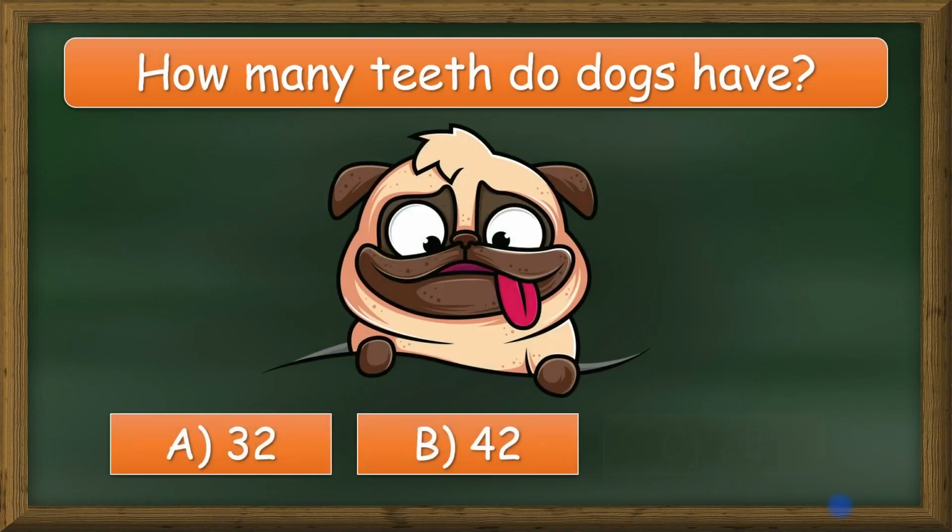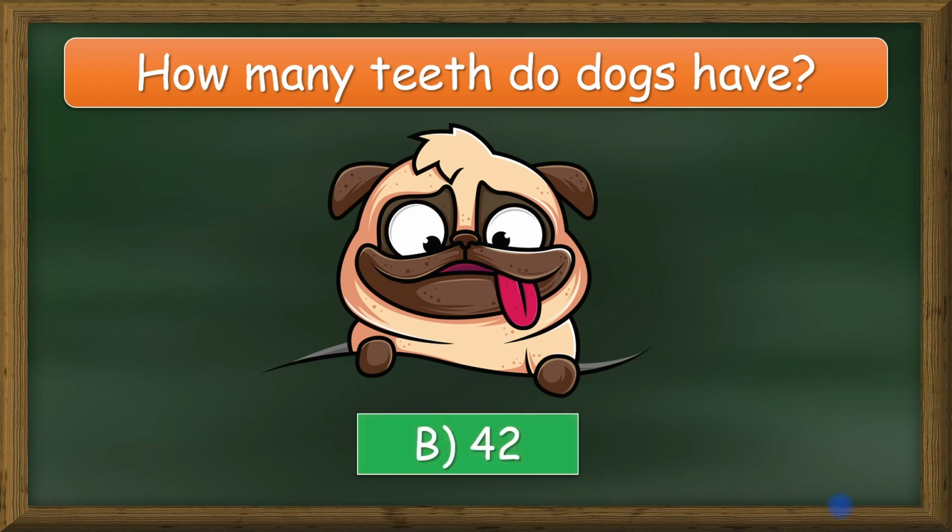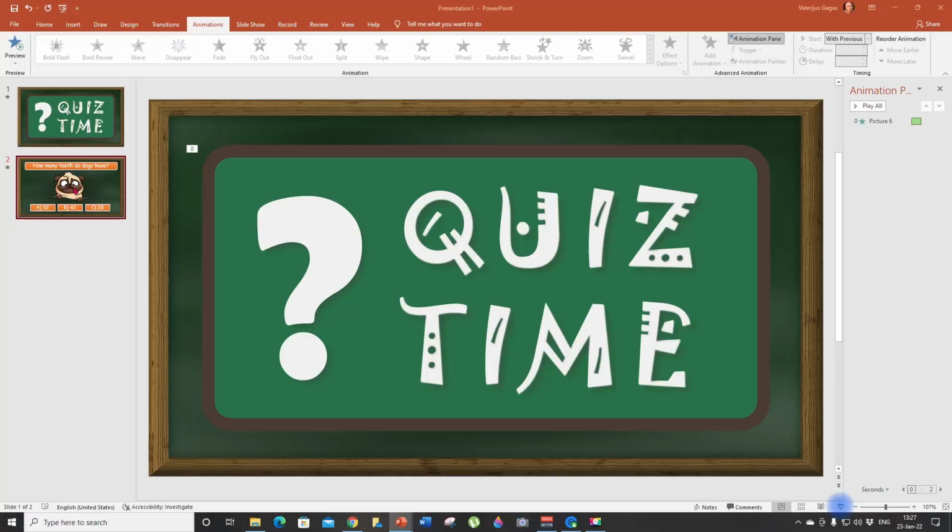So we have a question, we have a dog, and we have 3 different answers. Yeah. So you ask your students how many teeth the dogs have, and they need to tell you the correct answer. And when you receive an answer from your students, you press the space bar again or click on your clicker, and here is the answer. Here's the correct answer. Here's the answer you want to hear from your students.